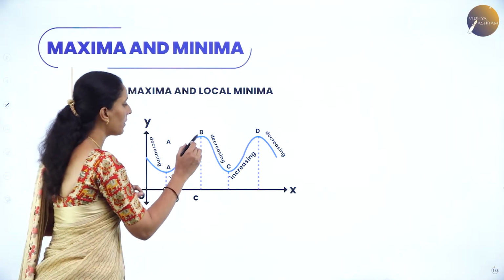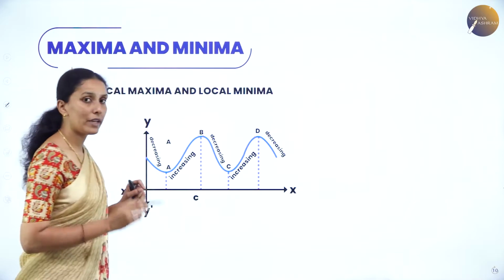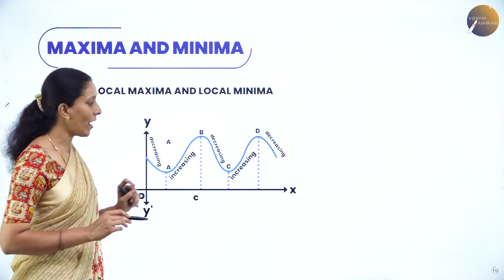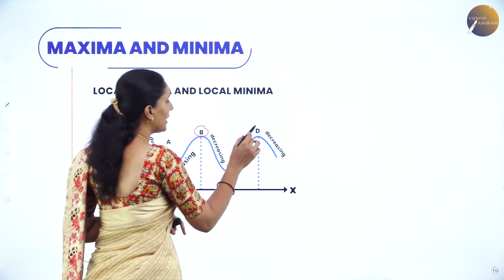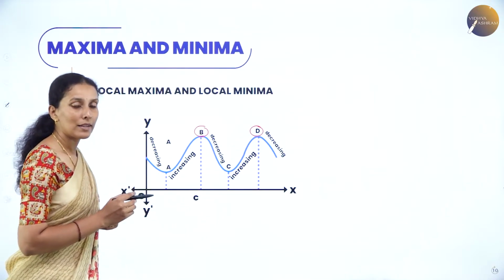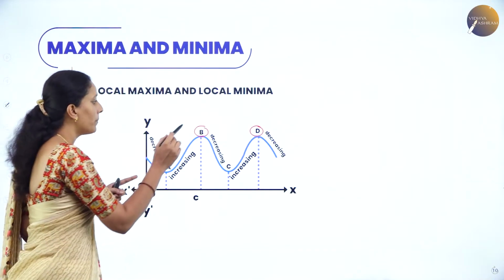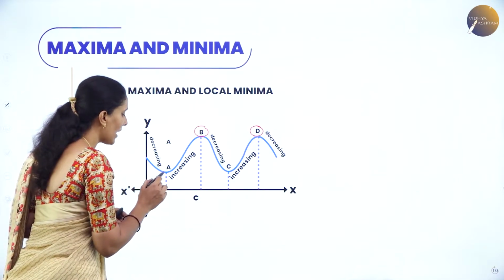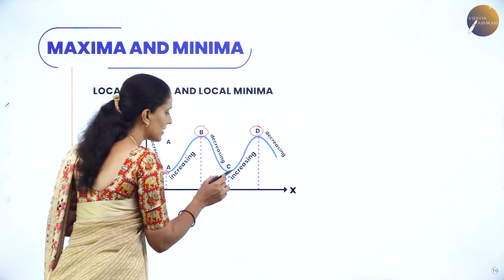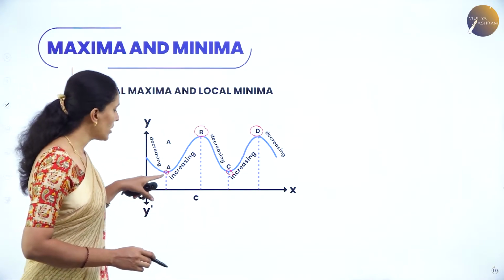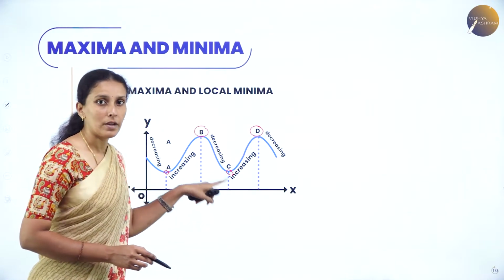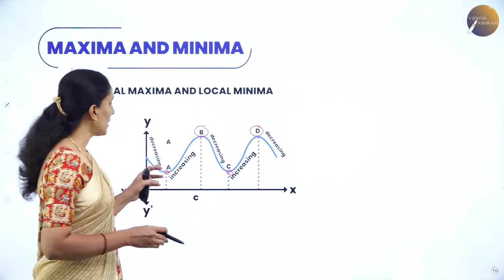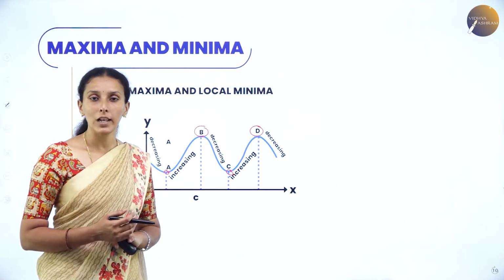So at some neighborhood of point B or point D, we can identify that the function has the maximum value. Thus we can say B and D are local maximum values and B, D can be called local maxima. And here you can clearly say at some neighborhood of A and at some neighborhood of C, the function is decreasing and it is almost minimum. And thus these values can be called local minimum values and these points can also be called local minima.